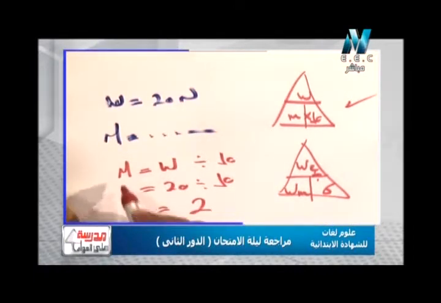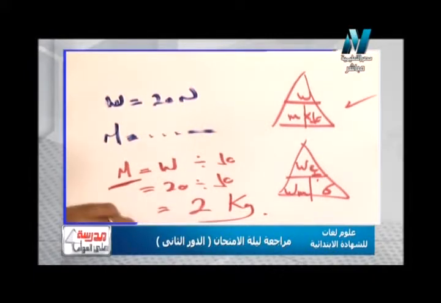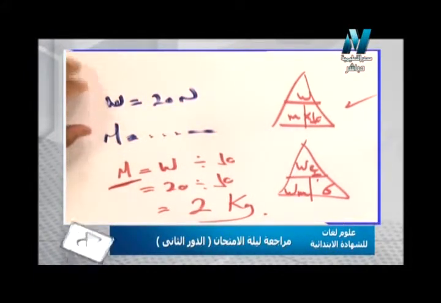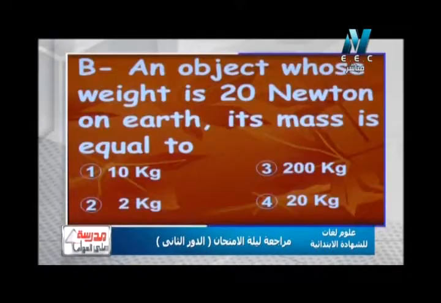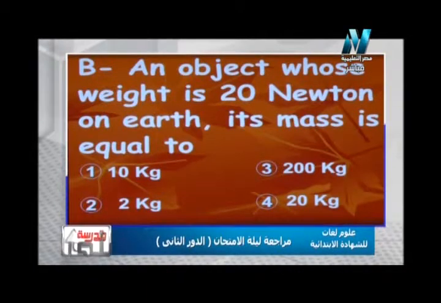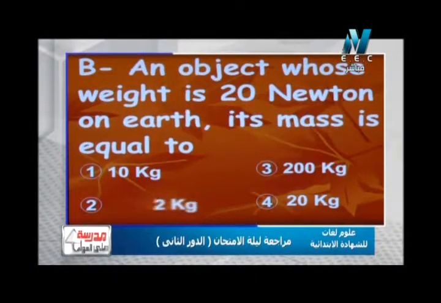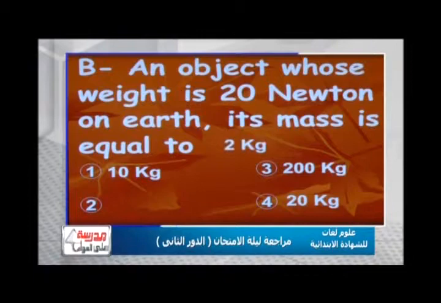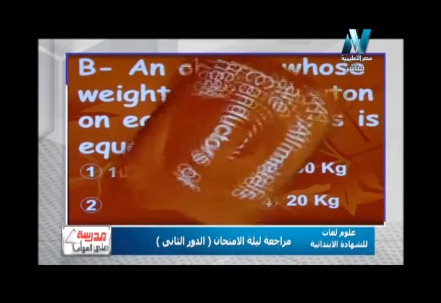To what? We know that mass is measured in kilograms, not in Newtons. So the question says that an object whose weight is 20 Newton on Earth has a mass equal to surely 2 kilograms. Don't be confused.